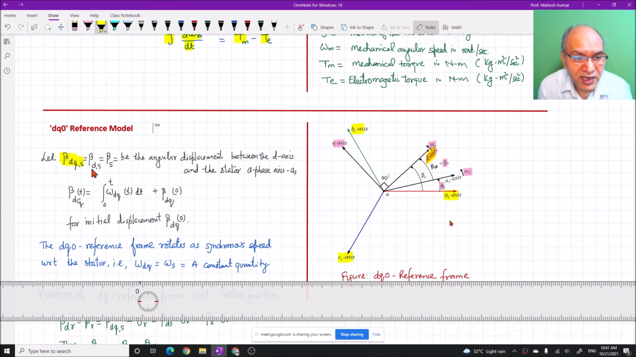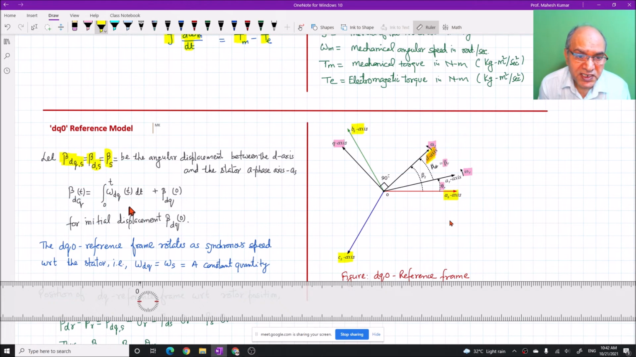So we can also write beta dqs is the same as beta ds, which can also be written as beta S. So basically S means the position of D with respect to the stator. By default D is understood. ds is the complete notation, but you can drop D also. So beta S refers to the position of the D axis with respect to the stator. This one, beta S. Okay?